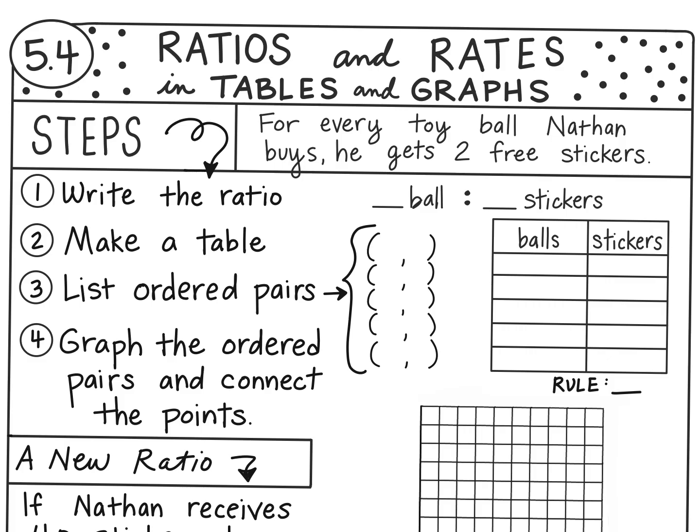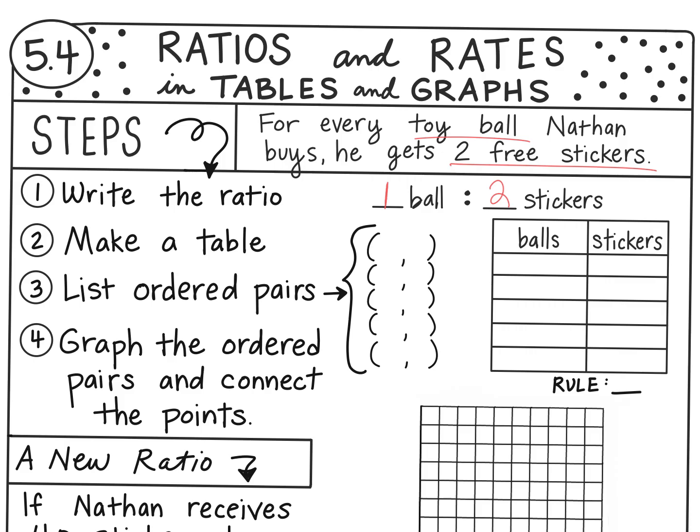If I'm looking at the example given to me, it says for every toy ball Nathan buys, he gets 2 free stickers. So that means my ratio is going to be what? For every 1 ball, I get 2 stickers. So for every toy ball, it's 2 free stickers. My ratio is a 1-to-2 ratio.